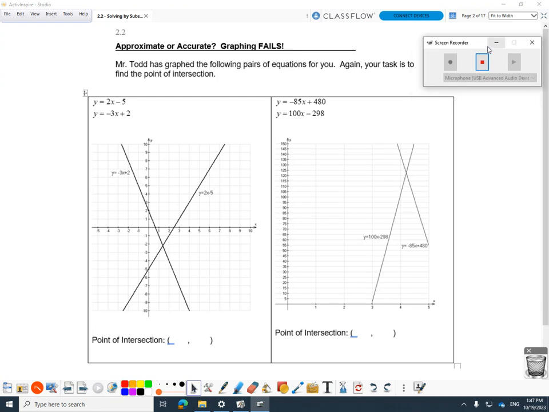Graphing fails. And what's going to happen is graphing to get the answer is only going to kind of work. It's a problem. So here's what I want you to do.